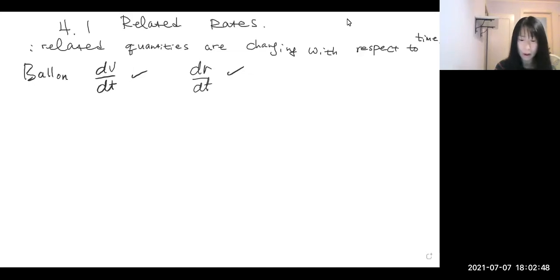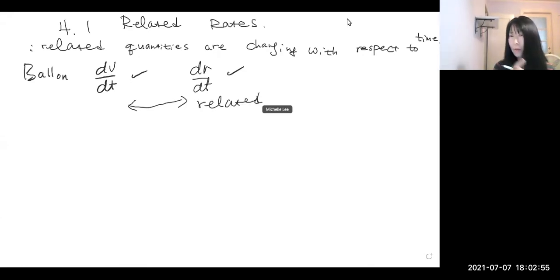Okay, and then also they are related to each other because the volume changes when the radius changes, right? Okay, so we're gonna do that in this section. So every time we use a variable, we write it over dt, because it's changing with respect to time, all right? So let us do this one first.